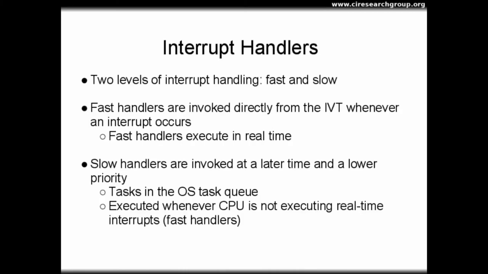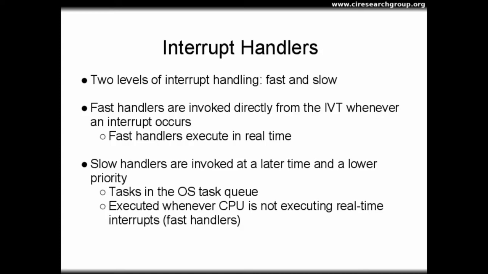When we actually go to handle interrupts, the handling occurs in the kernel, and this is done with two levels of interrupt handling, the fast interrupt handler and the slow interrupt handler. The fast interrupt handler is the piece of code that's invoked directly from the interrupt vector table whenever an interrupt occurs. This is the piece of code that the CPU is just going to jump to when an interrupt occurs. Fast handlers execute in real time, and they're called fast interrupt handlers because they need to be fast. The execution of one of these interrupt handlers needs to be short.